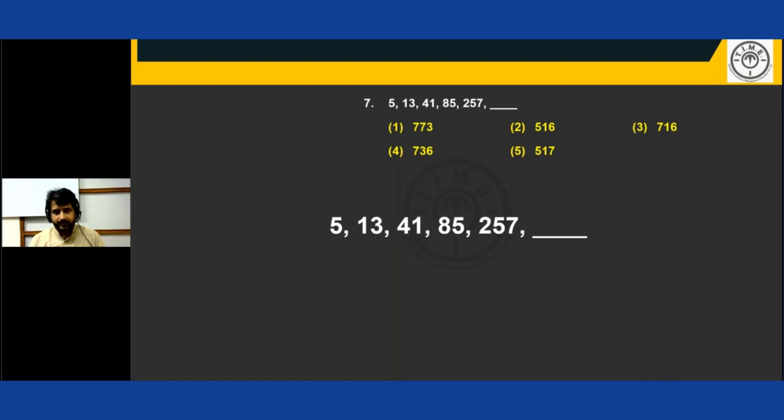Right. Let's check it. 85 and 257. It goes maximum 3 times. 85 threes are 255. But it is more than that by how much? 2. So into 3 plus 2. 41 and 85. It goes maximum how many times? 2 times. 41 twos are 82. But it is more than that by 3. Into 2 plus 3. 13 and 41 goes maximum 3 times. 13 threes are 39 plus 2, into 3 plus 2.